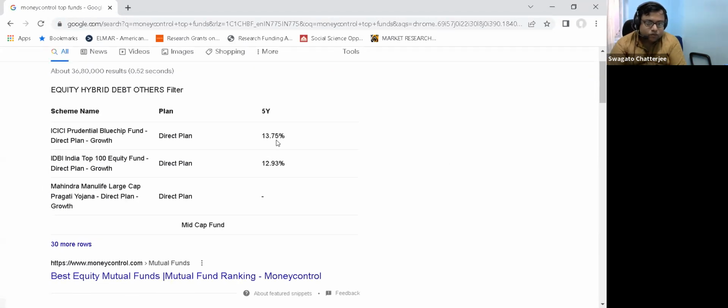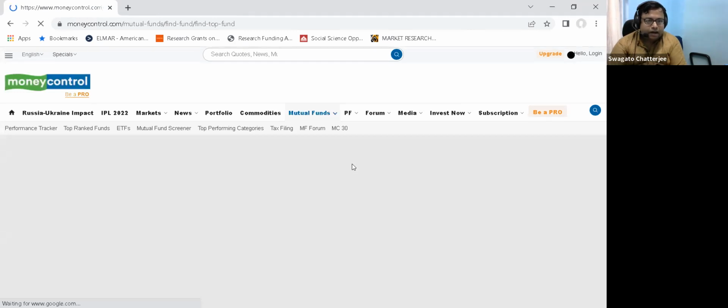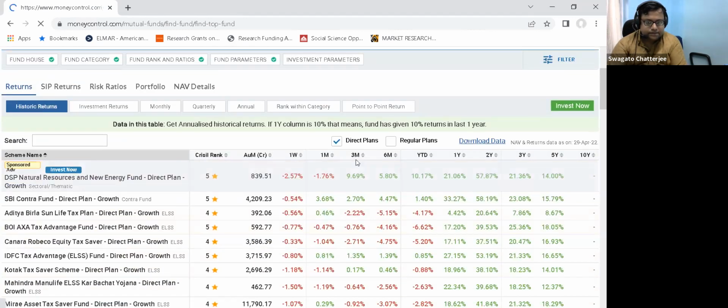See this value I'm talking about. Top performing funds, if you go to any of these, they compare multiple different kinds of funds, equity funds and this fund and that fund. The comparison will be based on the returns level, not the returns percentage. See this value: 3-month average, 6-month average, 1-year average, and then comes the 2-year average, 5-year average.